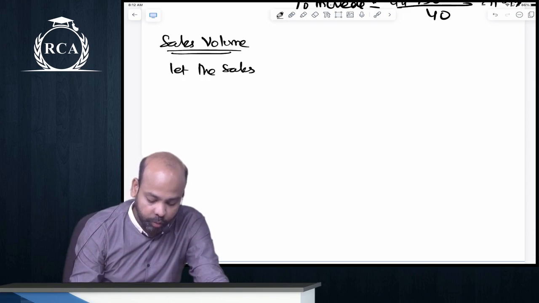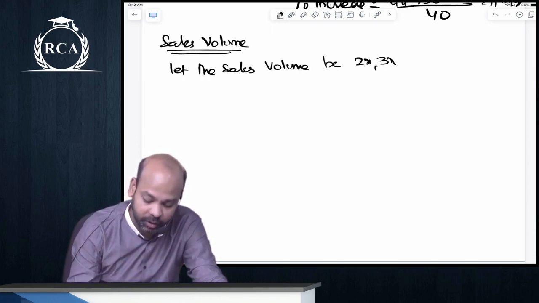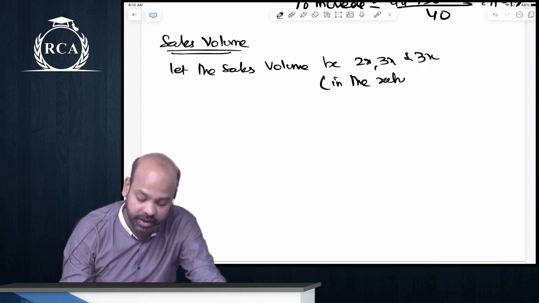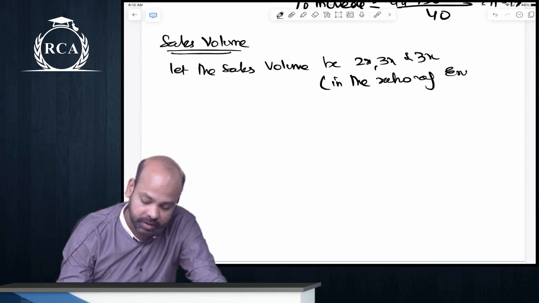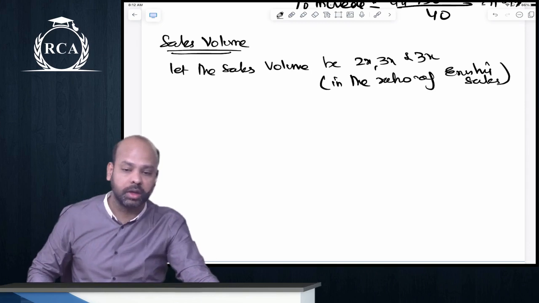Let the sales volume be 2x, 3x, 3x. Sir, why 2x, 3x, 3x? I like it, beta, that's why. In the ratio of existing sales. Existing sales are how much, guys? Existing sales are 20,000, 30,000 and 30,000.